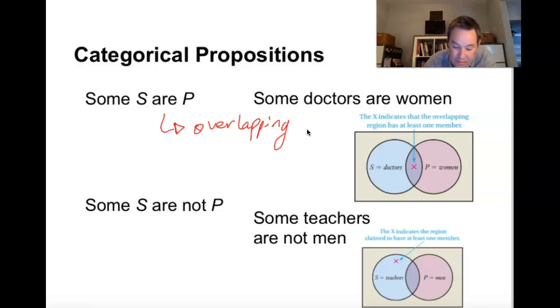And so in this case, looking back to a previous example, S would be doctors, and P could be women. Some S are not P. So in this case, if S is teachers and P is men, that's indicating a certain space within the Venn diagram. We're looking at the set of teachers that are not men, aka the set of teachers that are women.